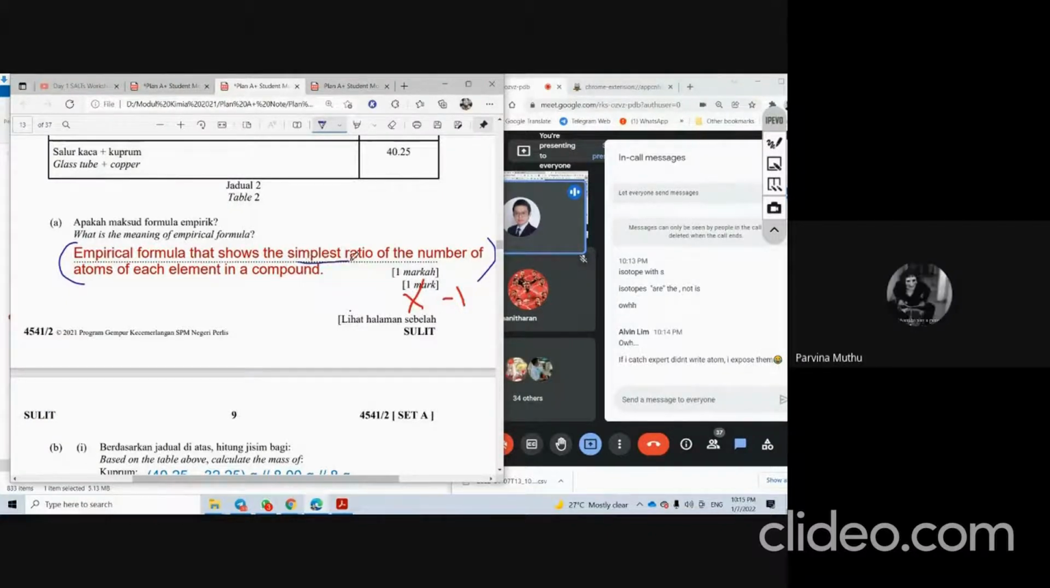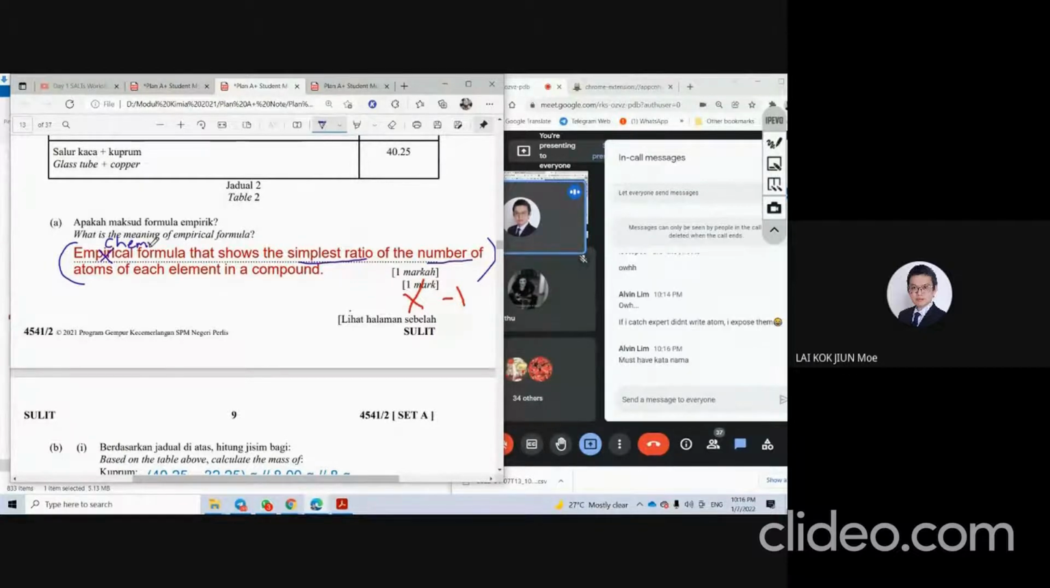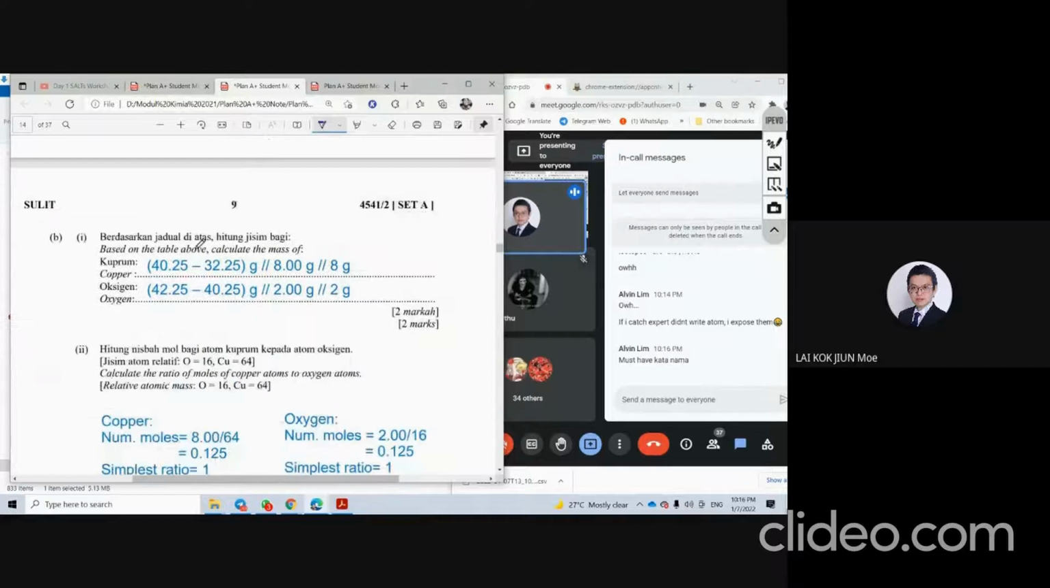I got simplest ratio. We need to add chemical formula. Empirical formula is a chemical formula that shows. Yes, you must say chemical formula. Okay. You want to say empirical formula can. Empirical formula is the chemical formula. Kata nama mah. So I already say mah. Kata nama mesti ada di depan. Mesti ada kata nama. This one you expert already, Alvin.